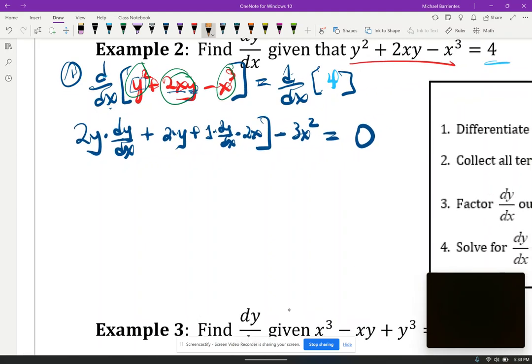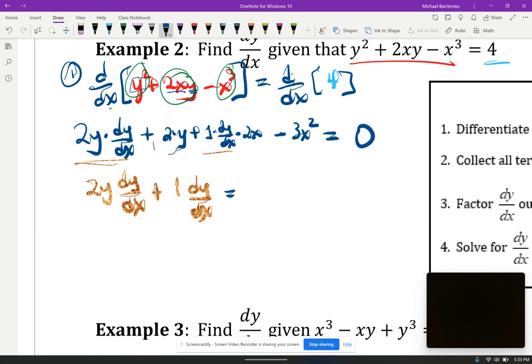The ones that have dy dx, like this one and this one, they're going to stay on the left side. So this stays here, plus 1 dy dx. But all the other terms, let me get rid of this bracket. All the other terms, we are going to move to the other side of the equation. So that means that this 2y, we're going to subtract to the other side. And this minus 3x squared, which doesn't have a dy dx, we're going to add to the other side.